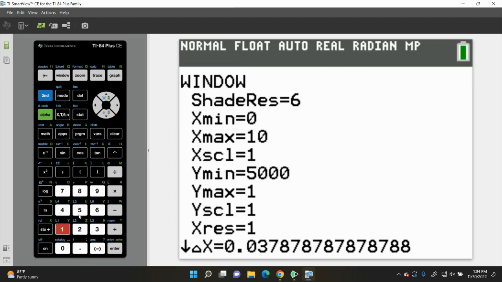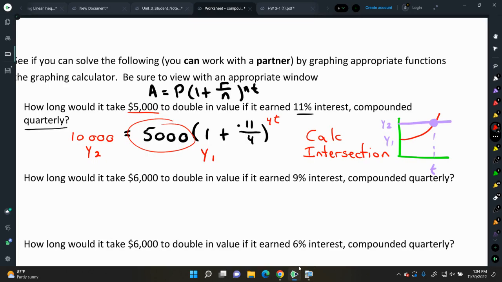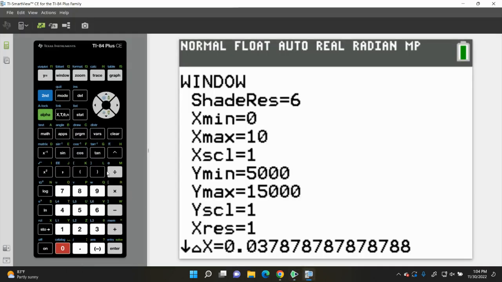And I'm going to go to 15,000 because the question is specifically asking how long it will take to double, and doubling would be 10,000. So 15 will give me plenty of space. You could put 10,000 in there. Actually, I'm going to do that initially just to show you why I don't do that. And I'll go by increments of 1,000.